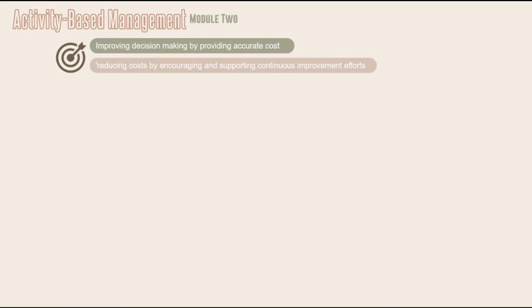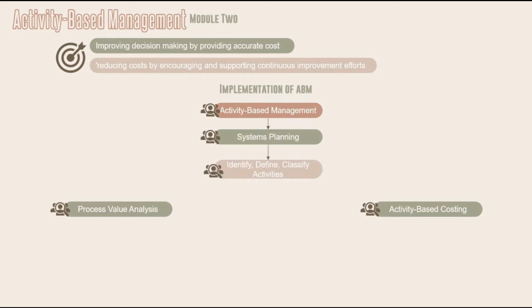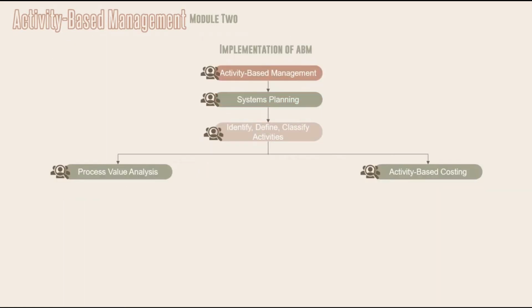ABM has two broad objectives. First is improving decision making by providing accurate costs, and second, reducing costs by encouraging and supporting continuous improvement efforts. Implementing ABM involves two systems, which are process value analysis and activity-based costing. Between these two systems, systems planning and identifying, defining, and classifying activities are common to both. The first broad objective pertains to ABC, while the second one pertains to process value analysis.